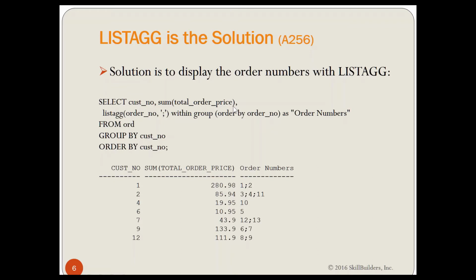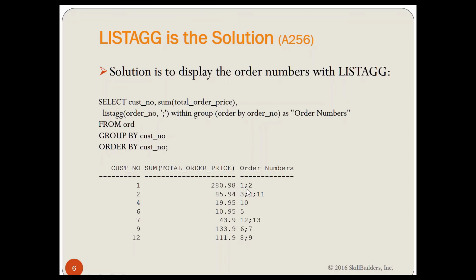Sum of total order price is the same, but we're saying aggregate as a list, aggregate all the order numbers, separate the values by semicolons. You must say within group and have an order by here. That's a requirement. Within group says aggregate all of them within the group that's specified in the group by.